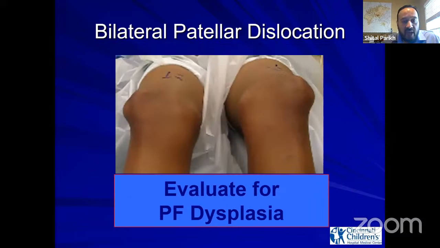These are also frequently bilateral. You need to evaluate for the underlying dysplasia.